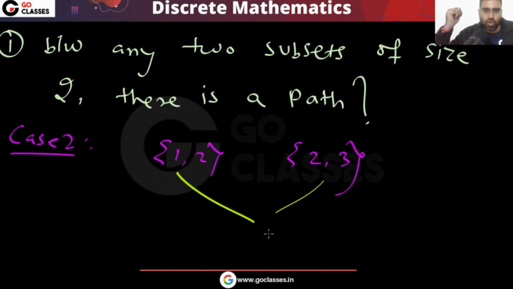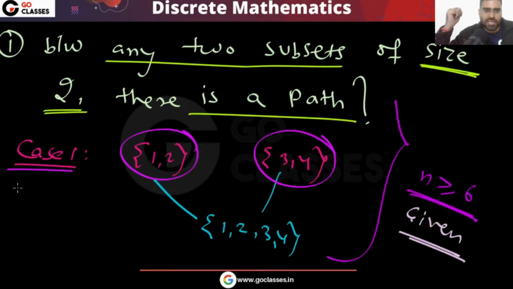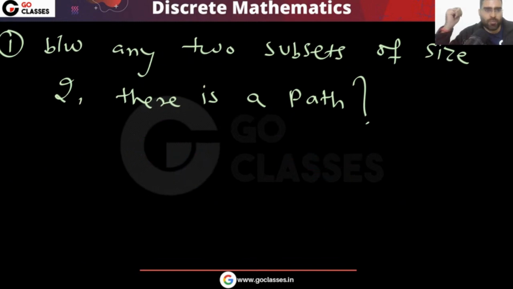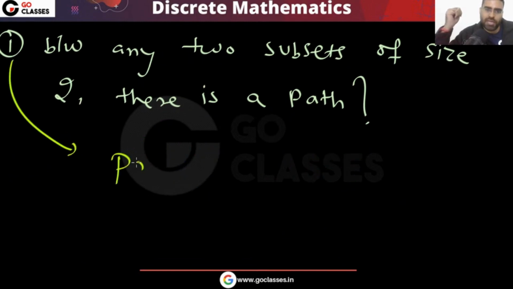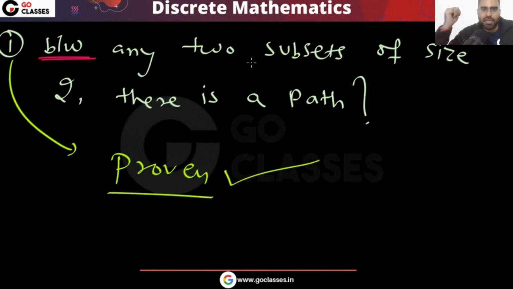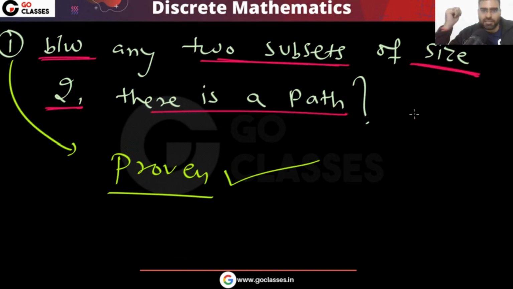They are adjacent to whom? They are adjacent to {1, 2, 3}. Again, this case 2 is done, and case 1 is done. So that's it, we have proven it. Yes or no? So this proof is done. Correct? Do you agree or not? We have proven that between any two subsets of size 2, there is a path.